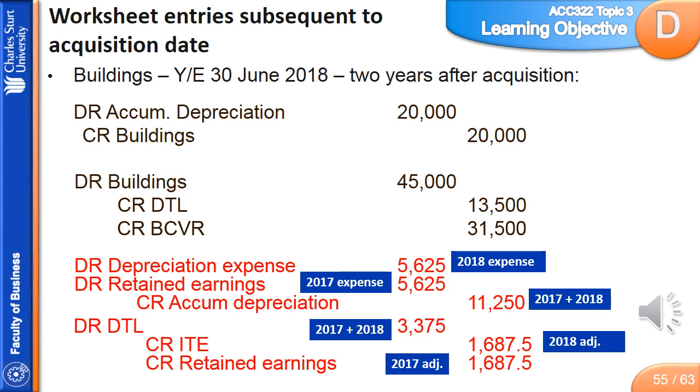And likewise, the deferred tax liability, that would be 1687.5 times 3 years. That would be 5,062.5, and the income tax expense would stay the same because you're only doing the current year's adjustment there, and then retained earnings would include 2017 and 2018. So doubling that would be 3,375.